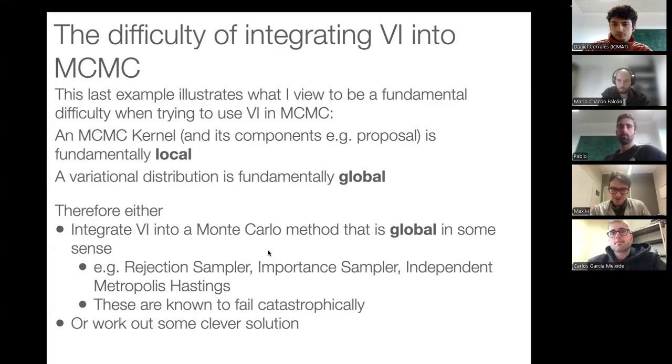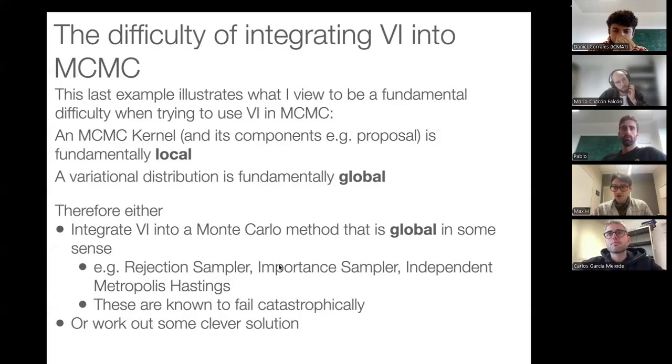But note that the first and the second examples are not actually Markovian methods. They're Monte Carlo methods. And because these methods are attempting to capture global information about the target, they can fail catastrophically. In the case that the proposal distribution misses the tailedness of the target or misses the correlation structure of the target, these methods are known to just completely fail. They result in estimators whose variance is incredibly high.